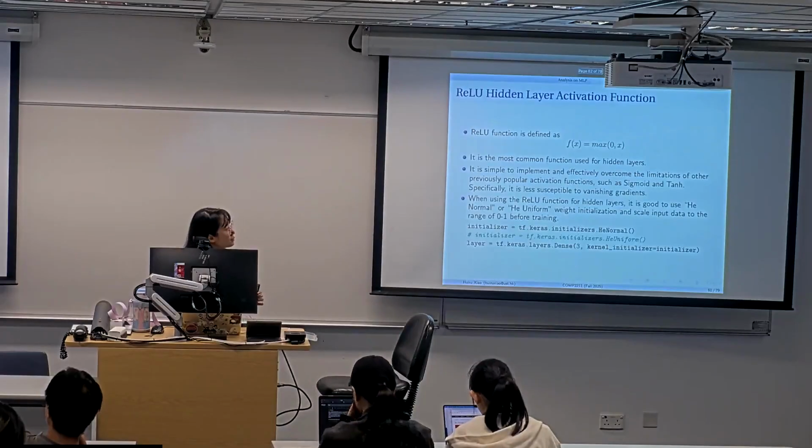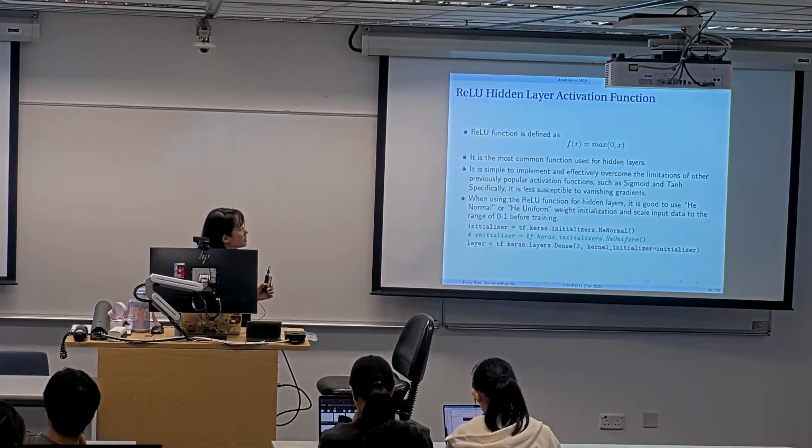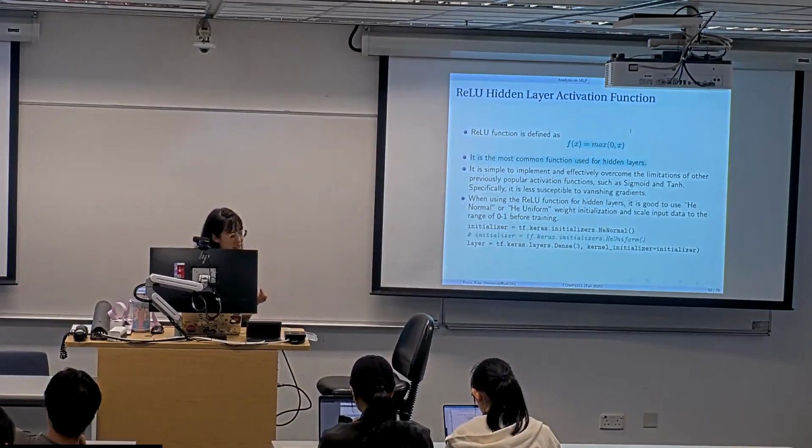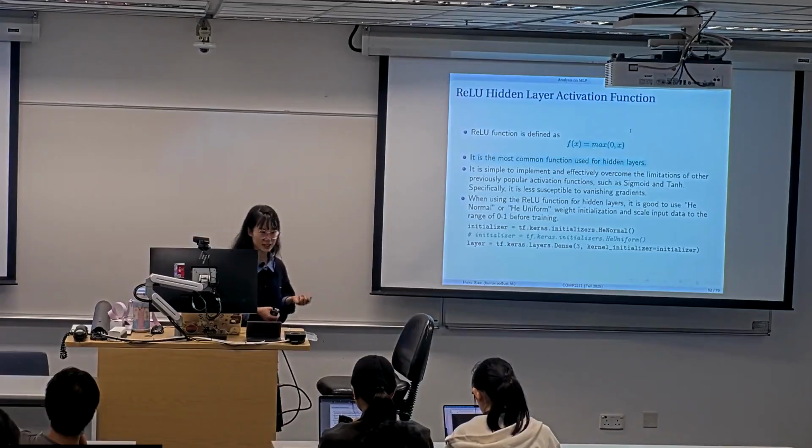Let's first have a quick review of ReLU and sigmoid. ReLU is just the max between 0 and x. Note that it's the most common function used for hidden layers because it's very simple, very fast, and very efficient.